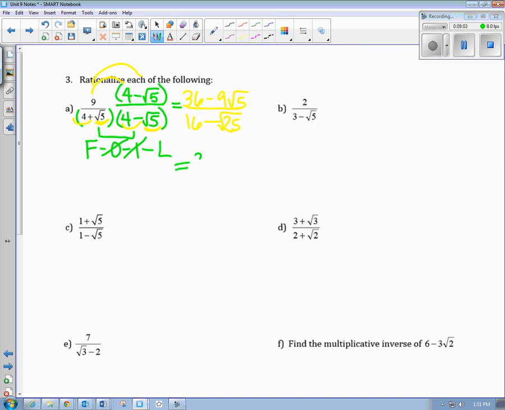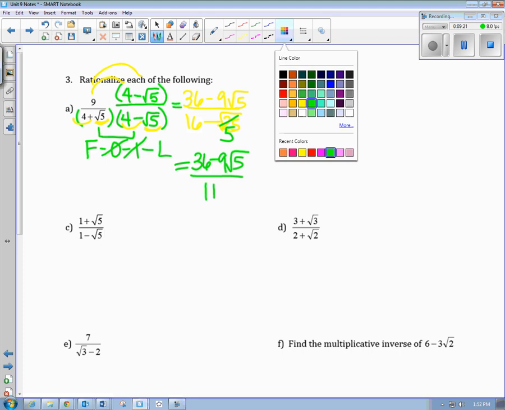So I will have 36 minus 9 radical 5 over 16 minus 5, which is 11. And that is my final answer. You always want to check and see if you can reduce anything. Sometimes you can do some more reducing, but not in this case.